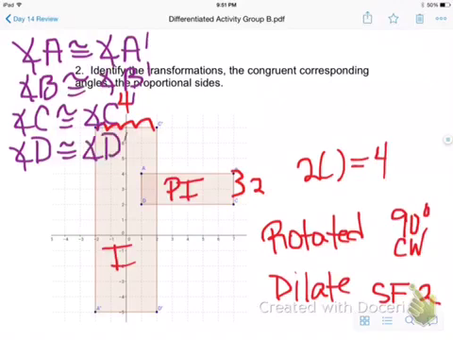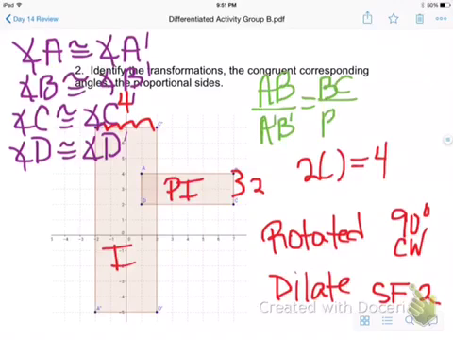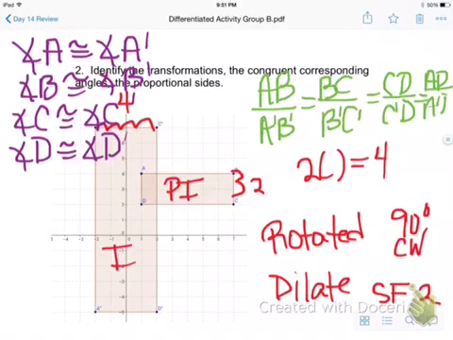And my proportional sides would be AB over A prime B prime equals BC over B prime C prime, CD over C prime D prime, and AD over A prime D prime. So I've done all those.